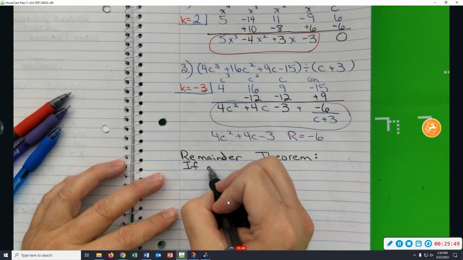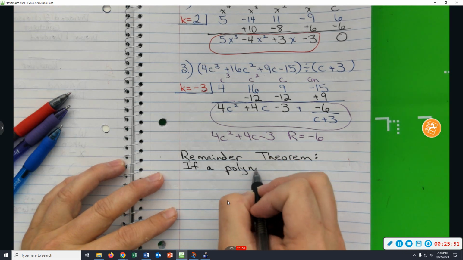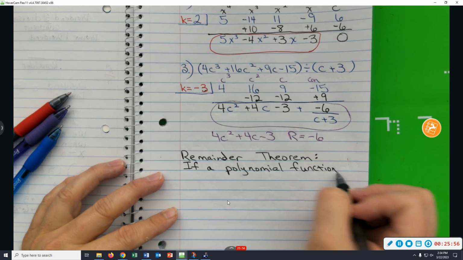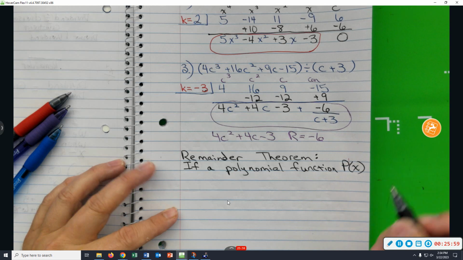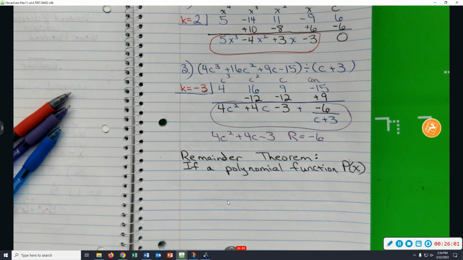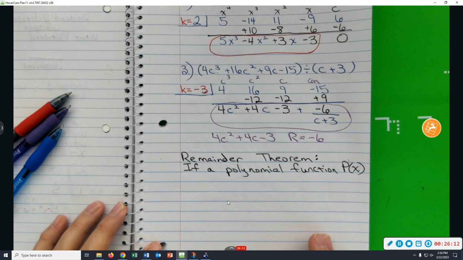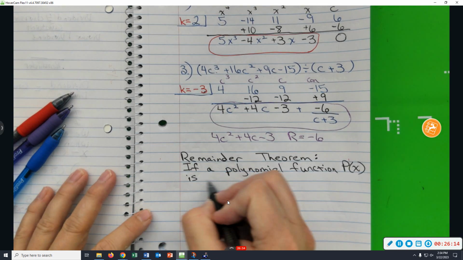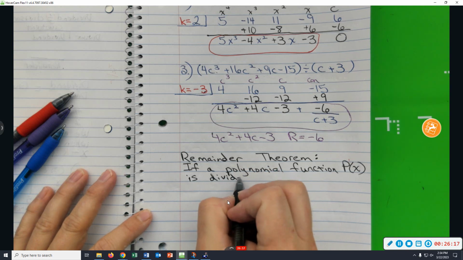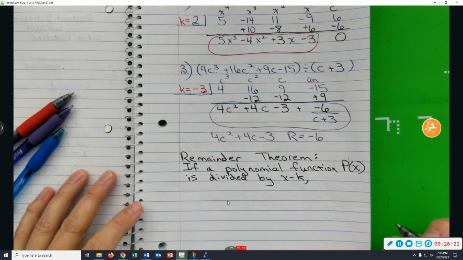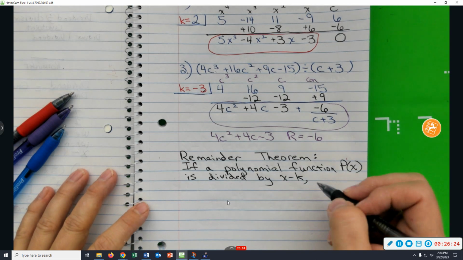If a polynomial function, and all of these functions we're working with here are polynomials, meaning there are no variables under square roots, no variables in denominators, and the exponents are non-negative integers. If a polynomial function p of x is divided by x minus k, then the remainder is exactly p of k.